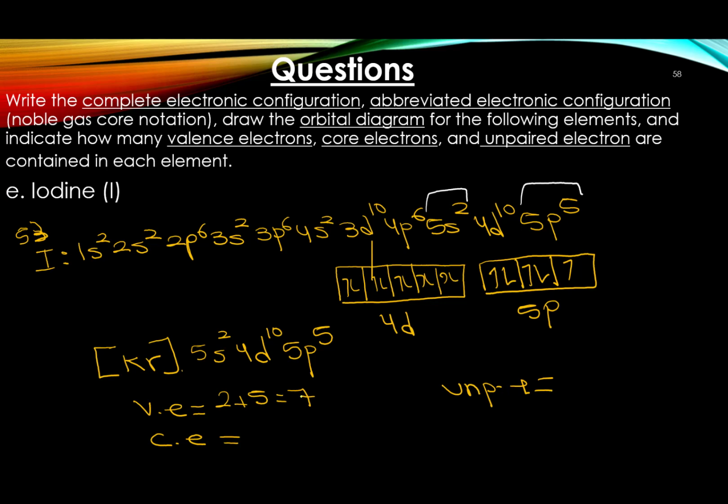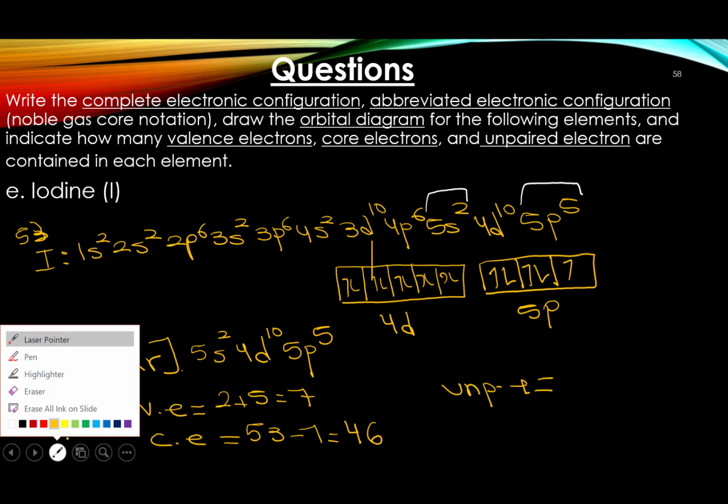Now, how many core electrons does it have? It will be 53 minus 7, which is 46. It has 46 core electrons. Now, how many unpaired electrons does it have? Everything before 5p is all paired up. The only unpaired one is here. Then iodine has only one unpaired electron.